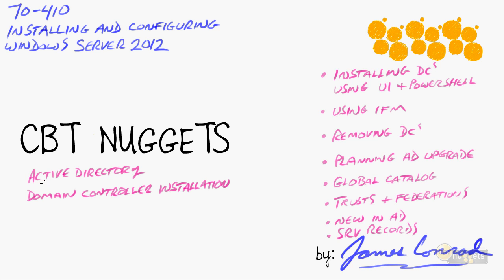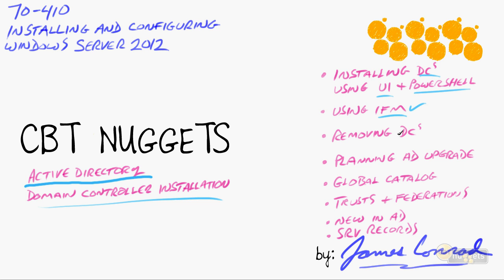In this nugget, we continue our discussion of Active Directory, and we're going to talk more about domain controller installation. Although we installed the domain controller in our last nugget, we'll talk a little bit more about some specifics, both using the UI to do things such as adding additional domain controllers, and also how to use PowerShell to install those domain controllers. Another important part of Active Directory is to be able to install a domain controller using the install from media method to save on your WAN traffic.